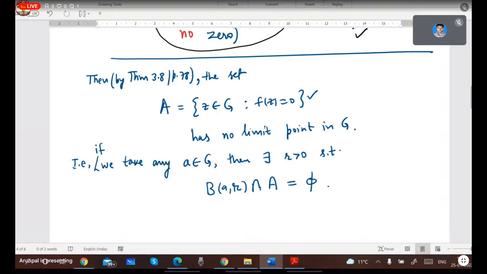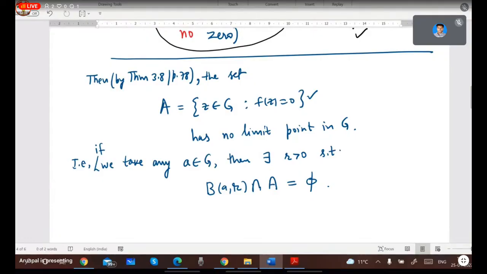Or it will be empty or just a? How does that matter? I mean, it should be empty. To become a limit point, it should be different from the center, and it should be different from being an empty set. So if it has no limit point, then this intersection must be empty. Is this okay, class? Yes, sir.